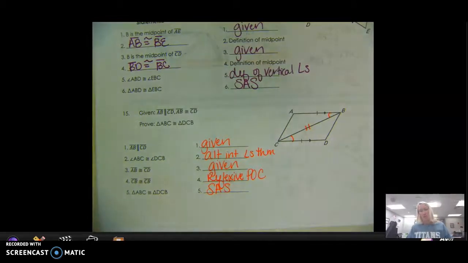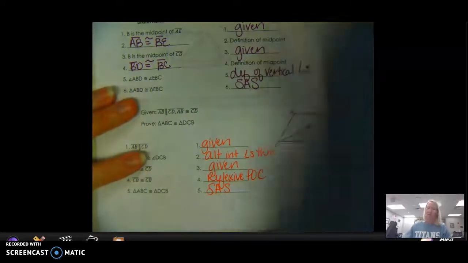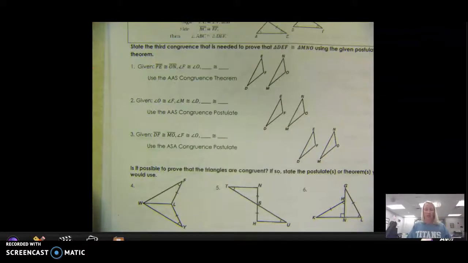Okay, so what you have now is you guys just have one Schoology assignment to go with 4.4. So go ahead and make sure you have those notes taken and go ahead and complete that 4.4 homework assignment.